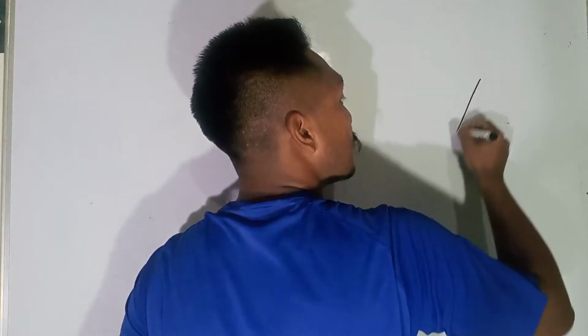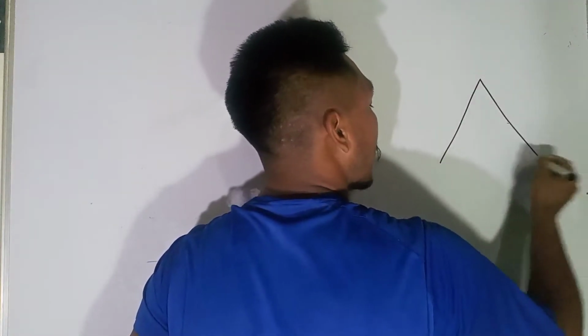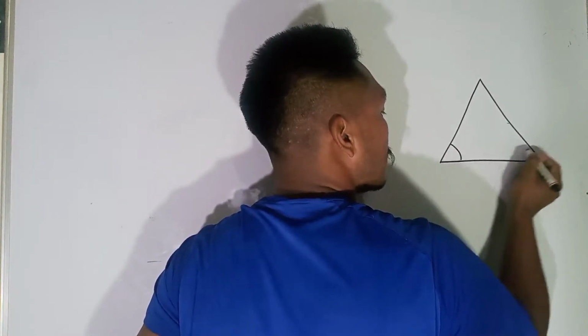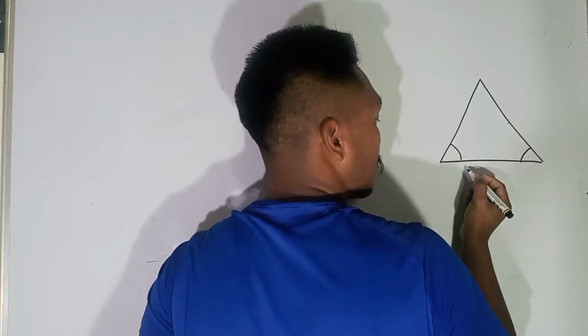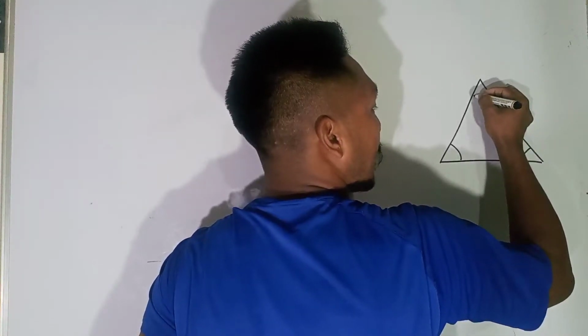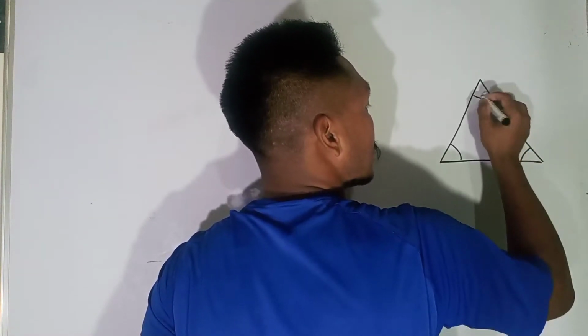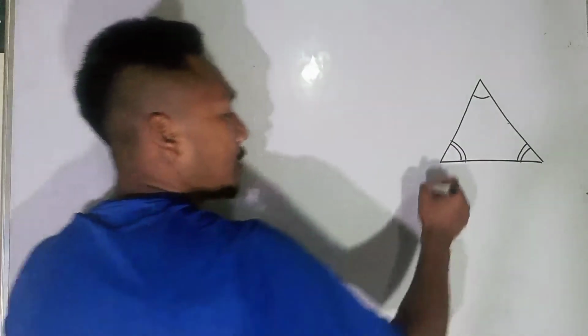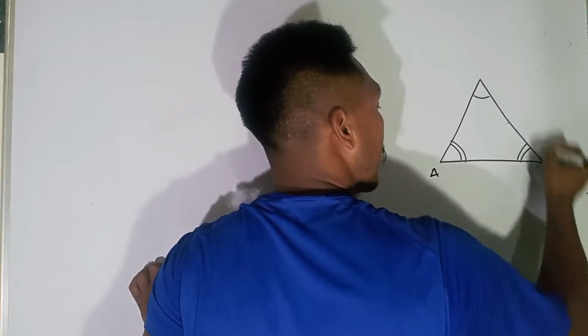Next we have an isosceles triangle. Do you know what an isosceles triangle is? A triangle means there are 3 sides. In an isosceles triangle, two angles are always equal to each other, and the third angle is different. So these two angles are equal to each other. Let's say angles A, B, and C.